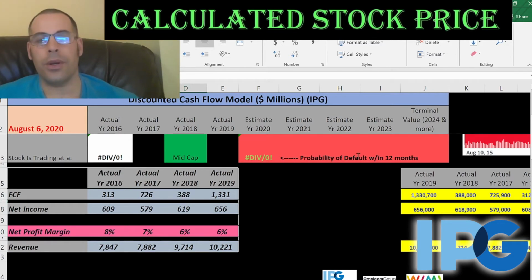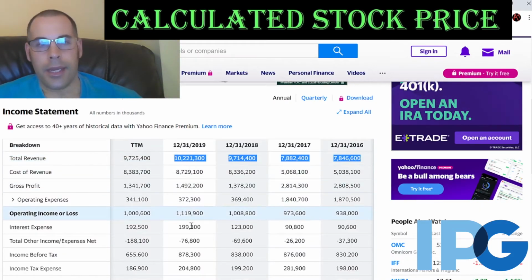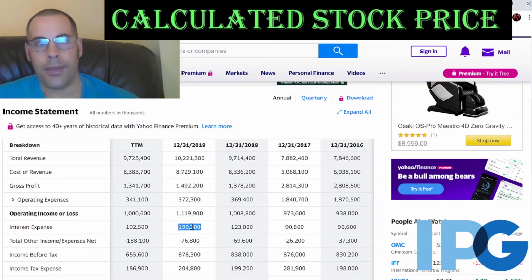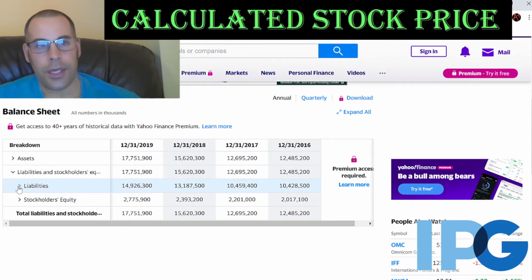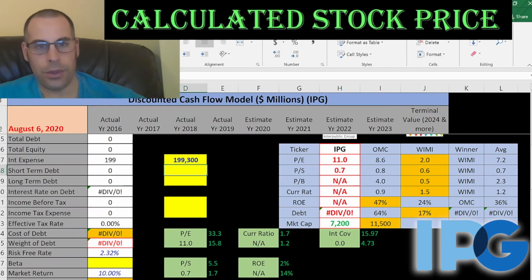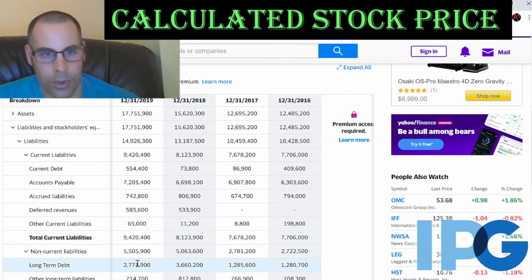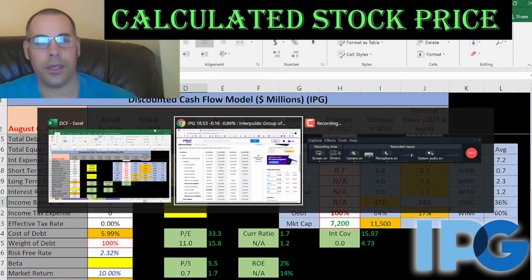Let's look at the capital structure so we could get the discount rate. The interest they pay on their debt is $199 million. And the debt they have is on the balance sheet. We'll go to the liability section. And the current debt is $554 million. That's debt due within 12 months. And the long-term debt is $2.7 billion. That's debt due after 12 months. They pay 6% interest on their debt.